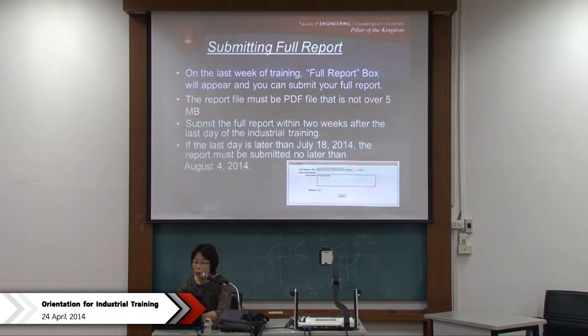Okay, submit a full report within 2 weeks. So by last week of your training, the submission icon will appear, but the deadline is actually within 2 weeks after the last day of industrial training. But if the last day is later than July 18, in case you intern very late, the report must be submitted no later than August 4, because that's the deadline for the July registration to the grading system. Okay, anyone intern very late?